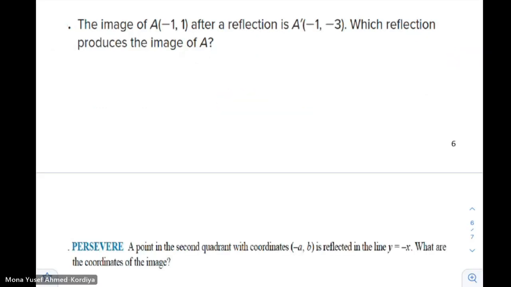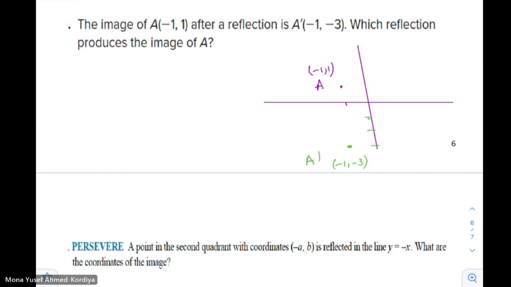Now let's see this question. The image of A, negative 1 and 1. Negative 1 and 1. This is A. Negative 1 and 1 is negative 1 and negative 3. So this will be negative 1 and negative 3. This is the image. Which reflection produces this image?